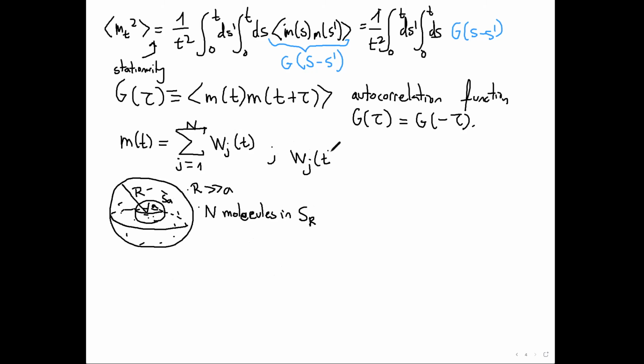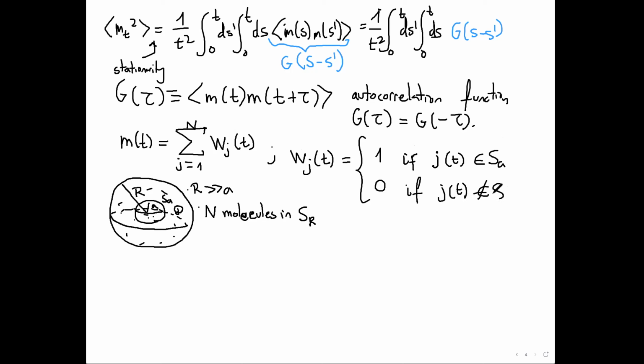Wj(t) is a counter variable. So it takes the value 1 if the molecule j at time t is in the sphere. So if the molecule, let's say this is a molecule j, is out of the sphere, this W will be 0. And if the molecule is inside the sphere, the W will be 1. In this way, we will count only those that are inside the sphere of radius A, okay? This is 0 if j of t is not in the sphere, okay? These are counter molecules. This is a way we define this M.